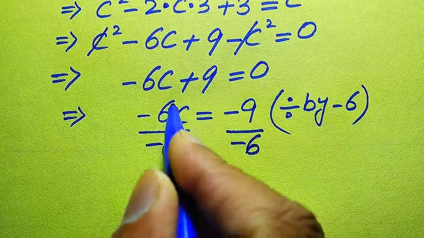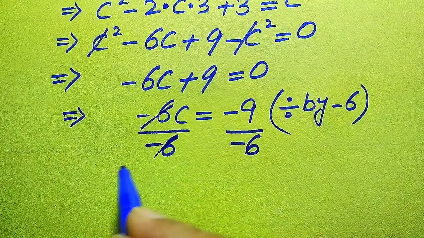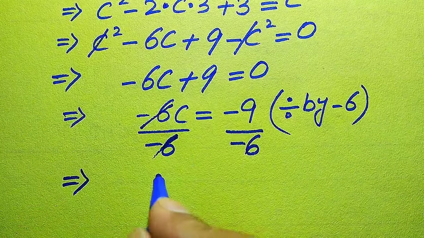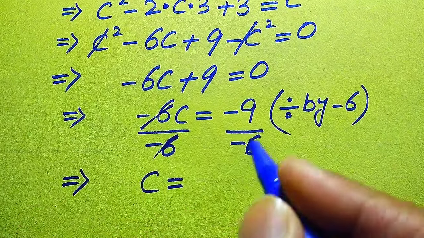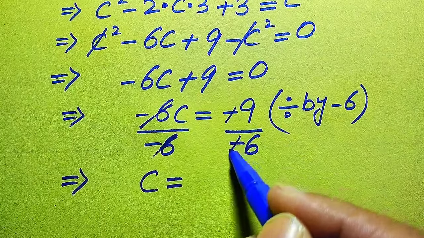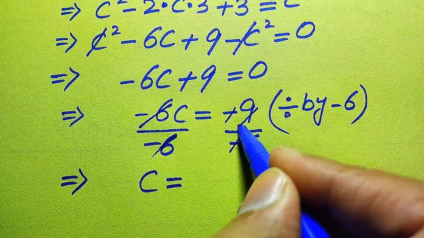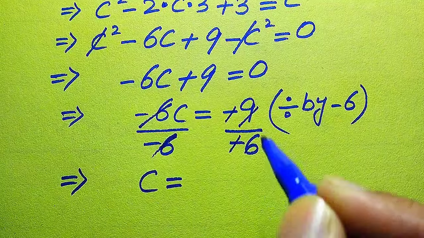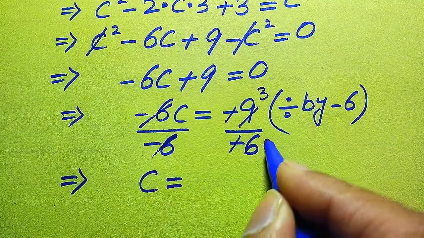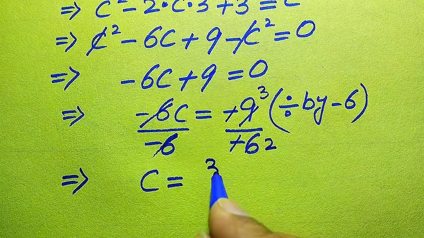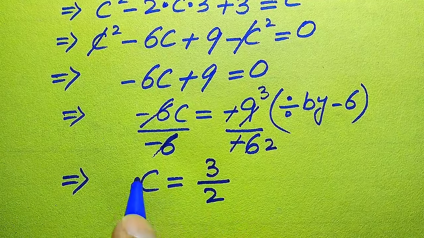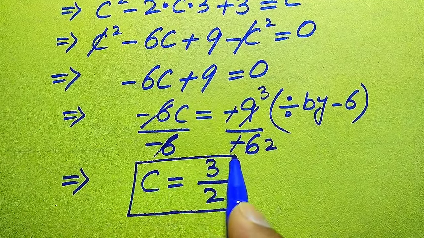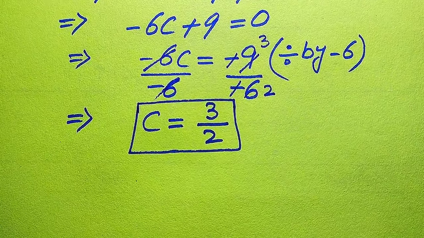And now you see here this minus 6 is cancelled out by this minus 6, and the remaining values on the left-hand side give us c, and on the right-hand side this minus is cancelled out by this minus. Here we need to cancel both of these two values using the table of 3: 3 3s are 9 and 3 2s are 6. So we get the value of c is equal to 3 divided by 2. So this is the value of c which we get here.